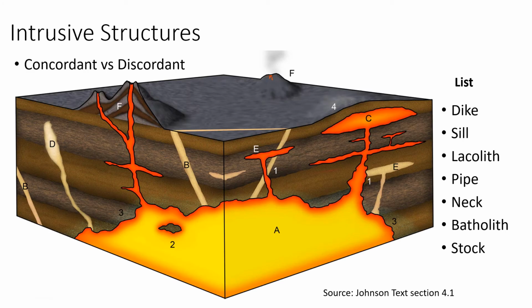And the Johnson text has this nice figure in section 4.1 where it lays out a bunch of different intrusive structures altogether, and even some extrusive ones there. You see the volcanoes. But we'll talk about a lot of these different kinds of structures here. So one of the big classifications we'll make with these is whether they are concordant or discordant. And what we're talking about here is, notice the other layering.